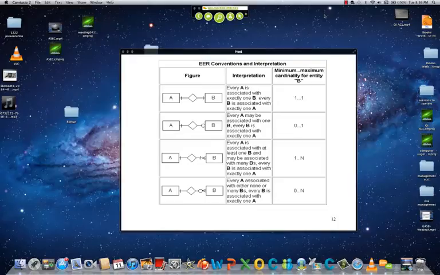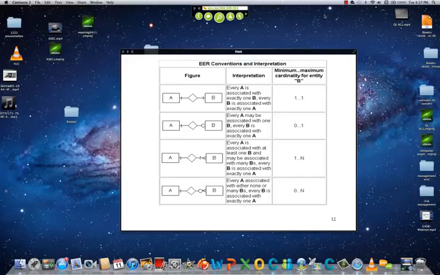Yes, the circle is optional. Then you look at this. You have mandatory many. Again, you start from A. You say every A must be associated with at least one B and possibly many. So mandatory many.